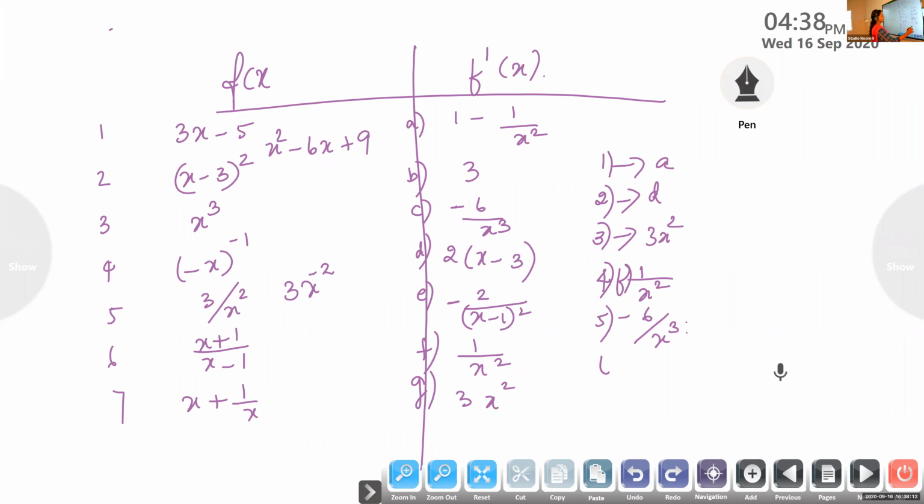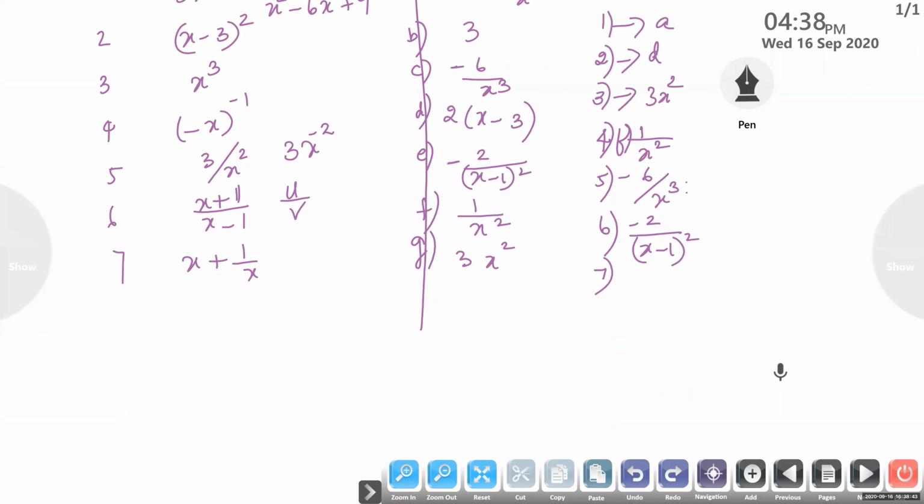Then sixth one. What is the answer? Sixth one. x plus 1 by x minus 1. Minus 2 by x minus 1 the whole square. You have to use quotient rule here. u by v rule, quotient rule. Then seventh one. 1 minus 1 by x square.